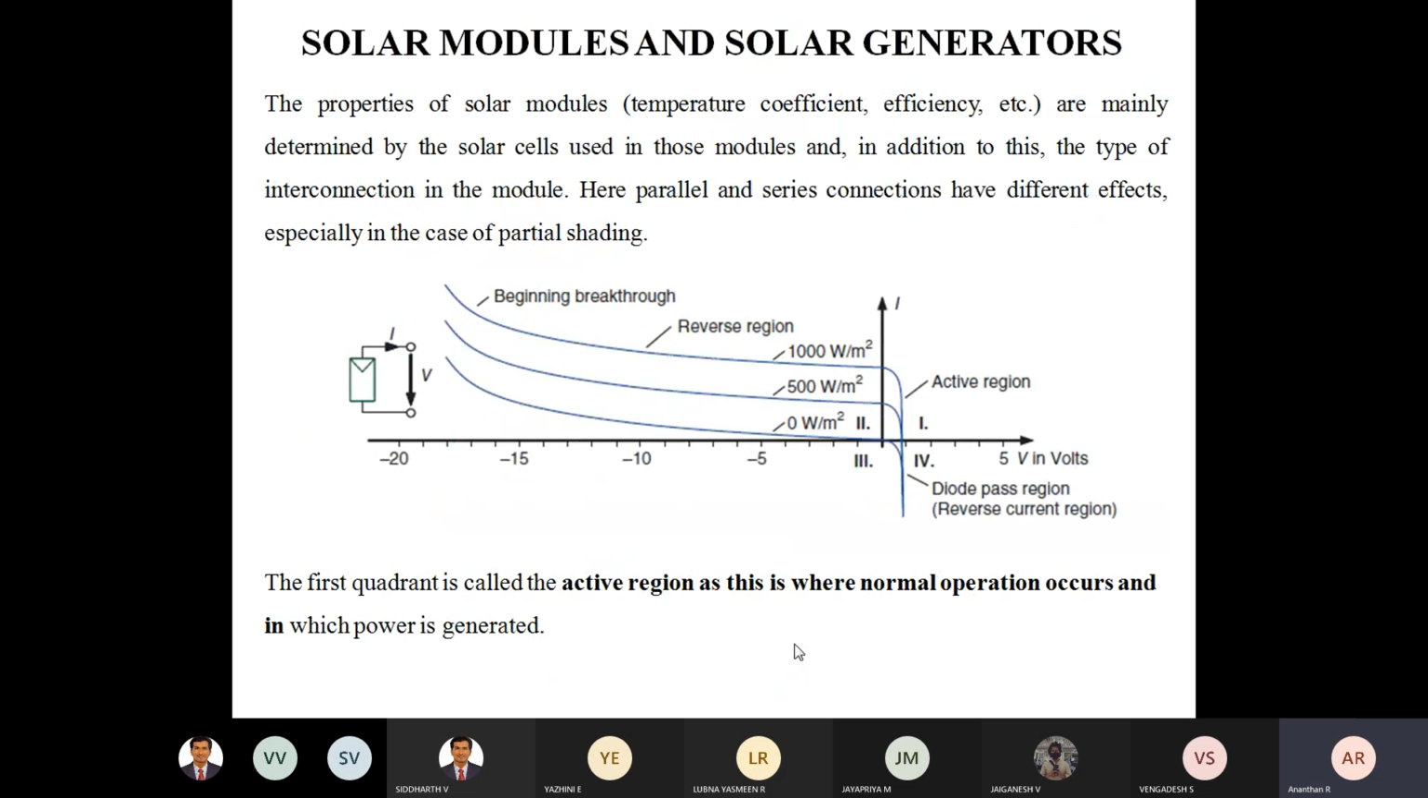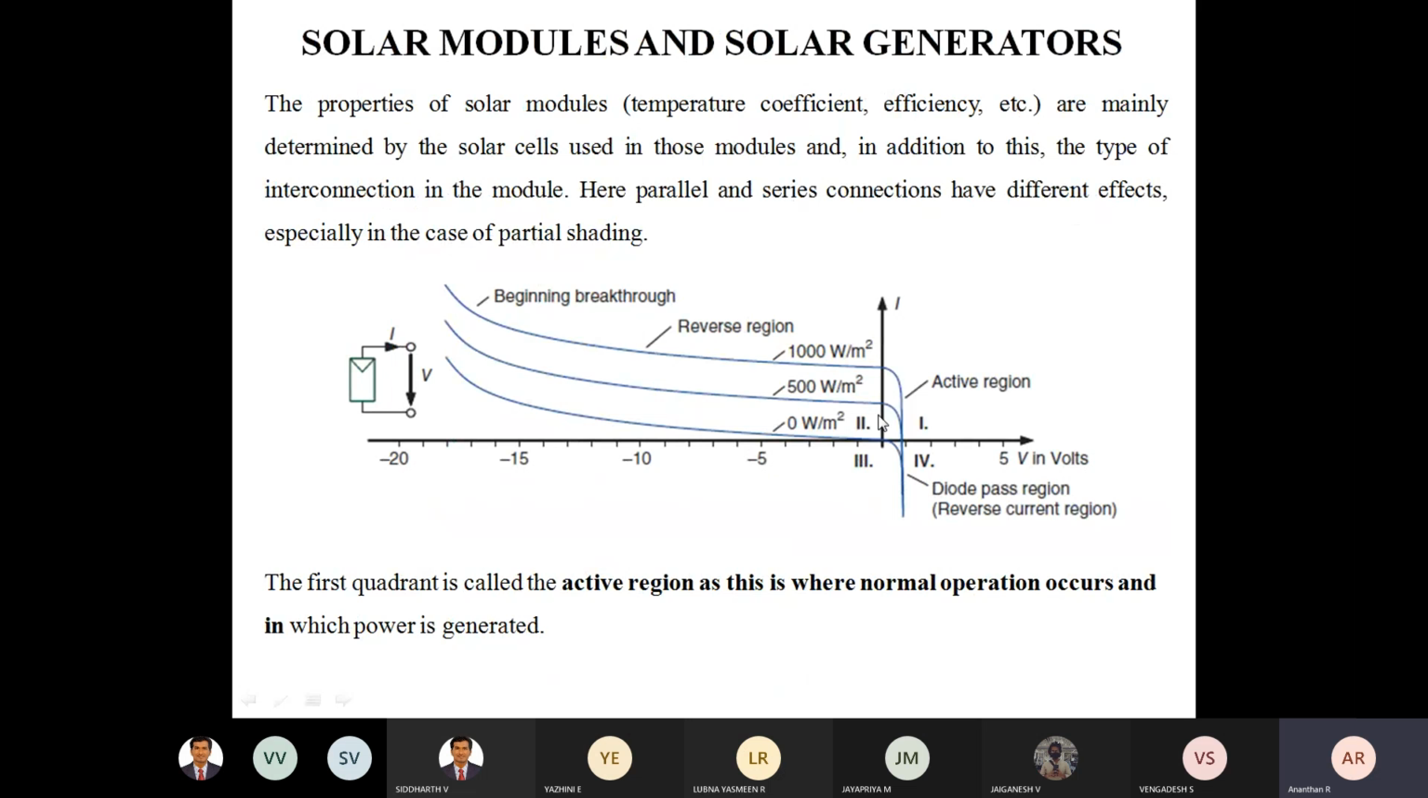Okay, so in the last class we discussed this. Any solar module or solar generator looks like a diode. If light hits the surface, your solar cell starts to generate power, so you can get useful energy.